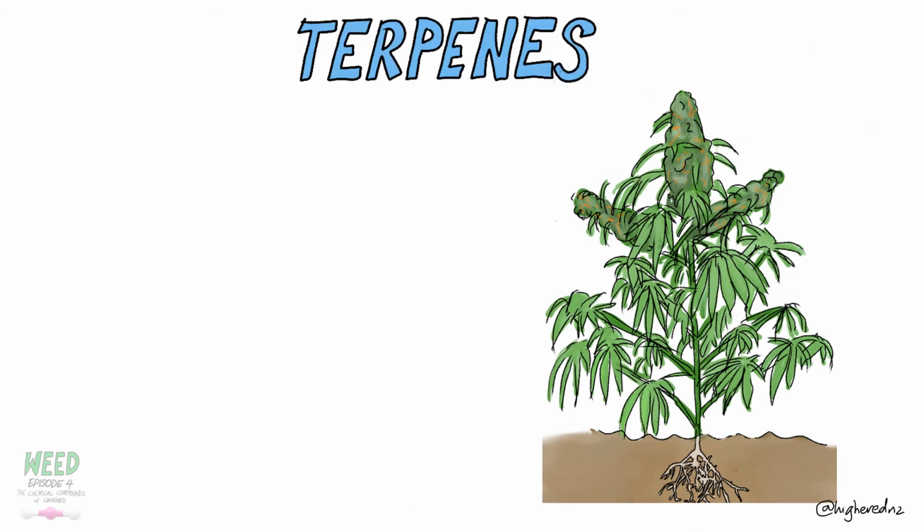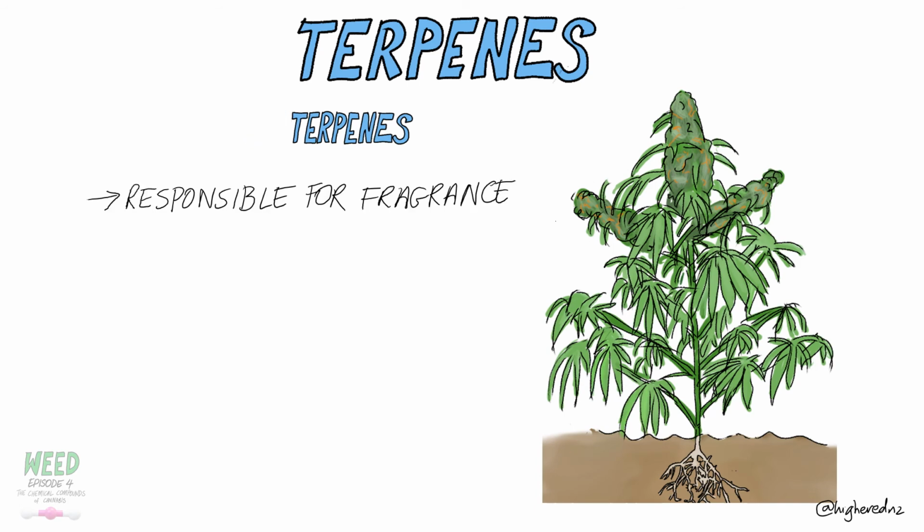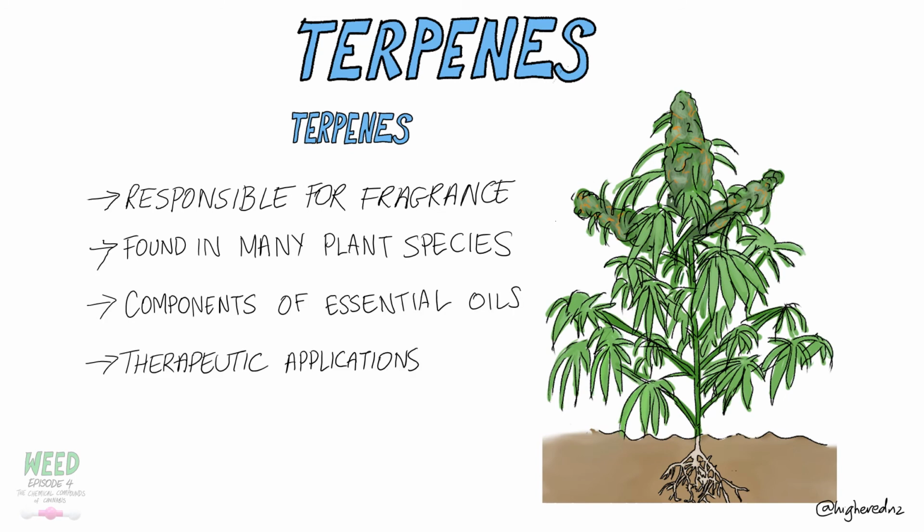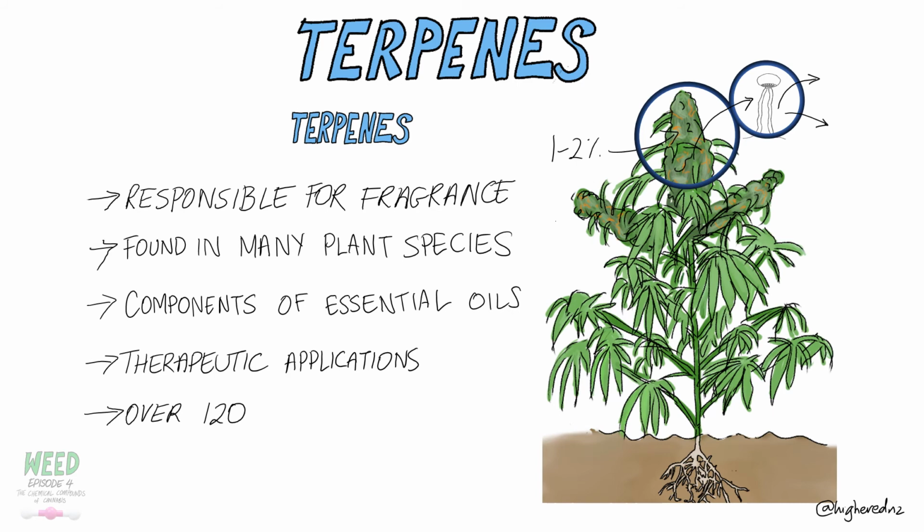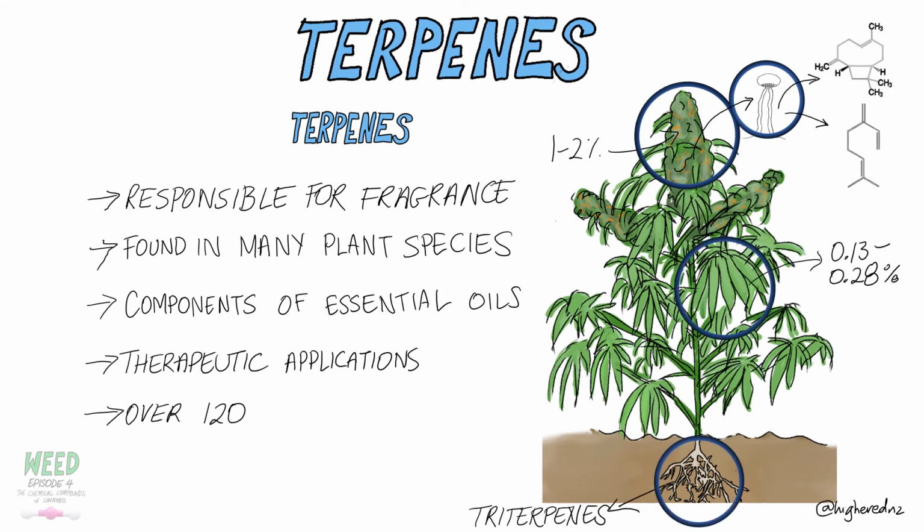Next up, we have terpenes. These are becoming more and more well known. There are a few different types, including monoterpenes, sesquiterpenes, as well as triterpenes. These compounds contribute to the aroma of cannabis and can be found in many different plant species other than cannabis. They are components of essential oils, and lots of them have therapeutic applications. There are over 120 that have been identified in cannabis. Like cannabinoids, these are also hydrophobic compounds, and mono and sesquiterpenes are largely found within the inflorescences in the trichomes, with less in the leaves, and only triterpenes detected in the roots.